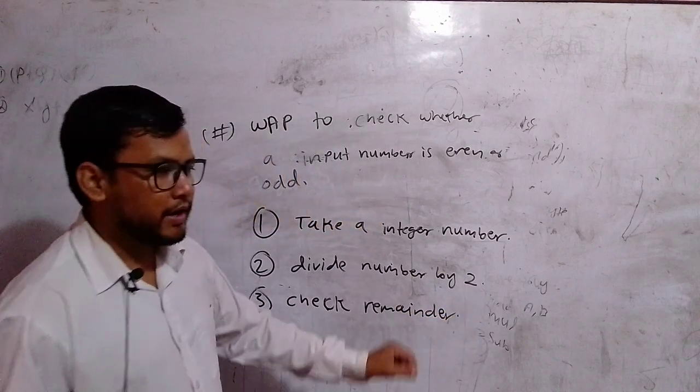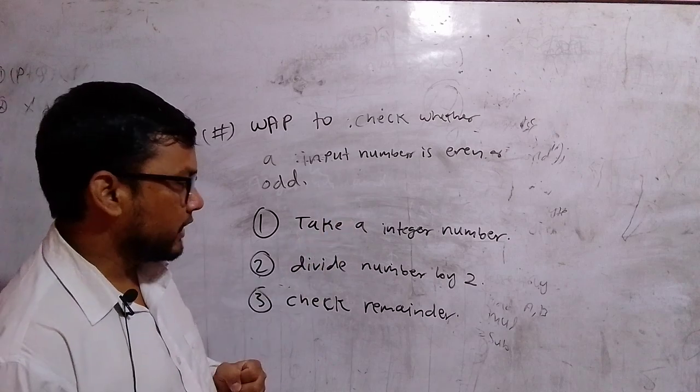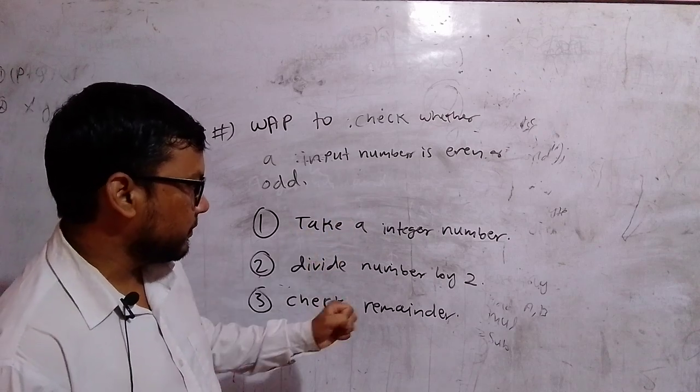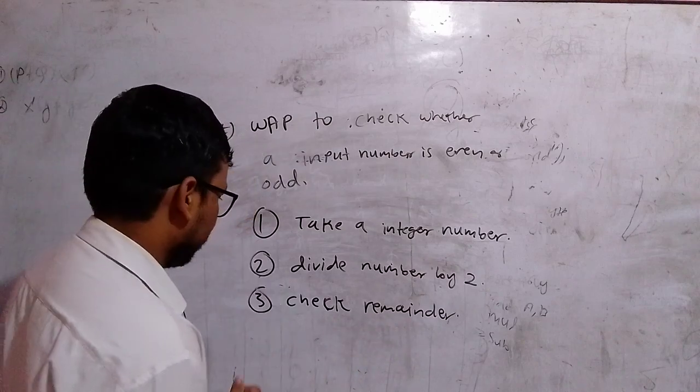We need to check the remainder of this process. First of all, we need to take that integer number, divide that number by 2, and check the remainder. Case 1.